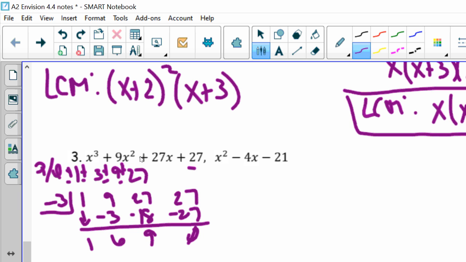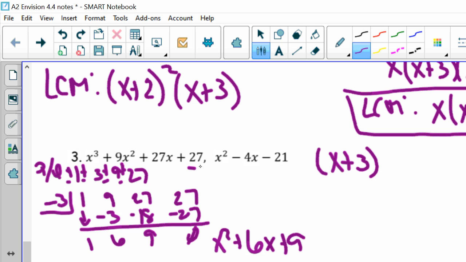So I know x plus 3, so I know it factored to x plus 3. And then this is an x squared plus 6x plus 9. Well, that's also going to factor to x plus 3. So this was x plus 3 quantity cubed. Okay. And then the next one, I can factor x squared minus 4x minus 21. What can I multiply together to get -21, but add to get a -4? So that's a -7 and a +3.